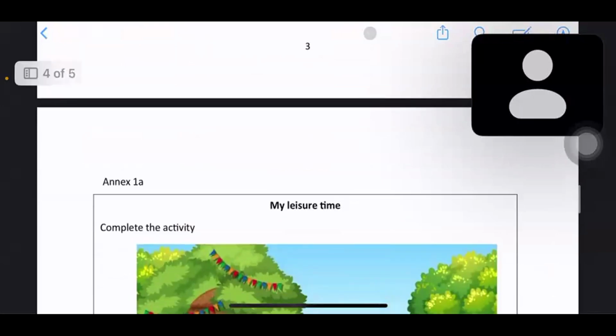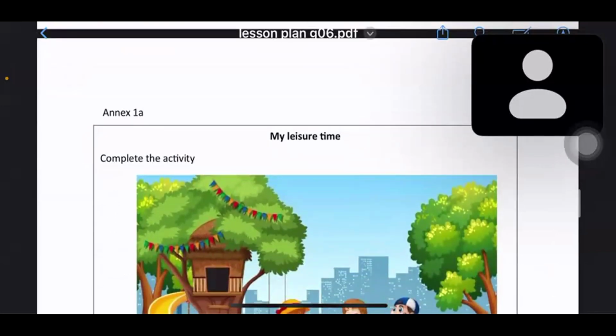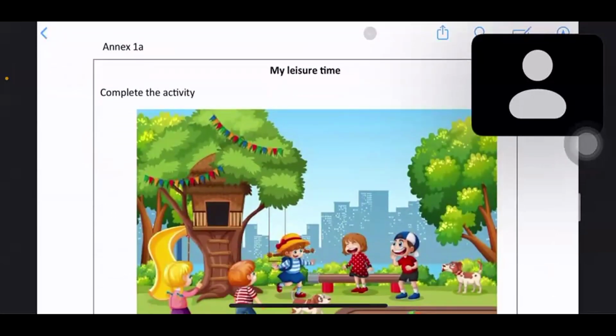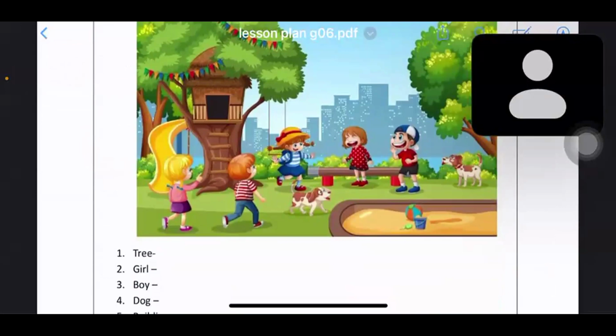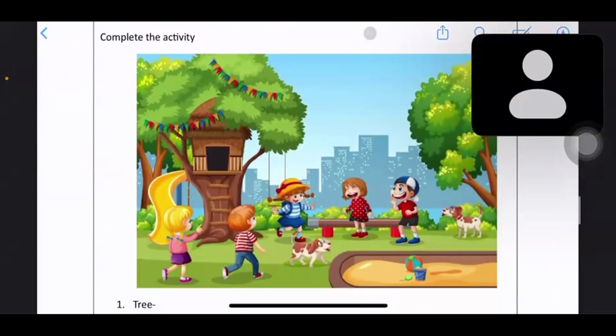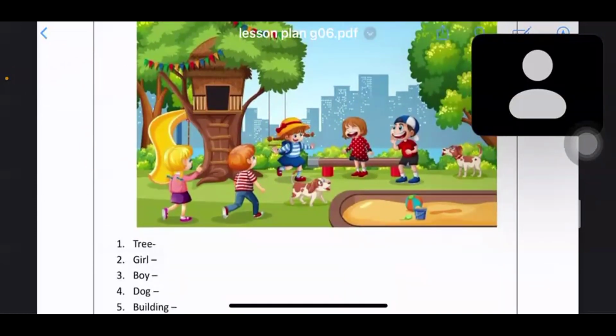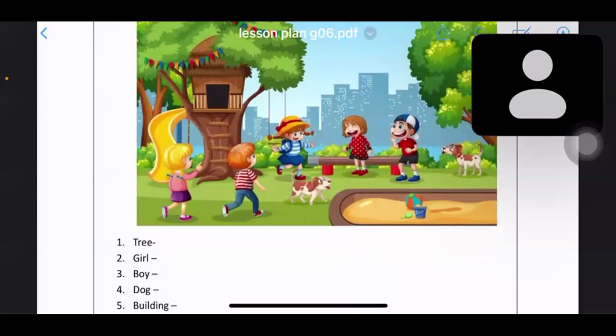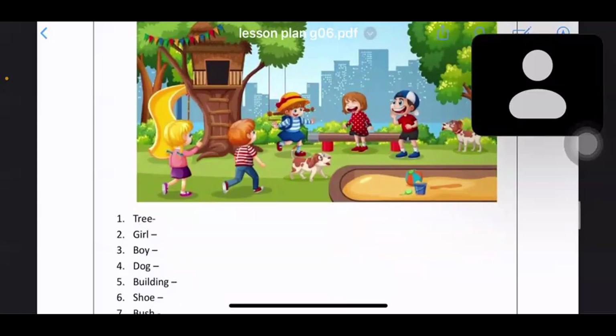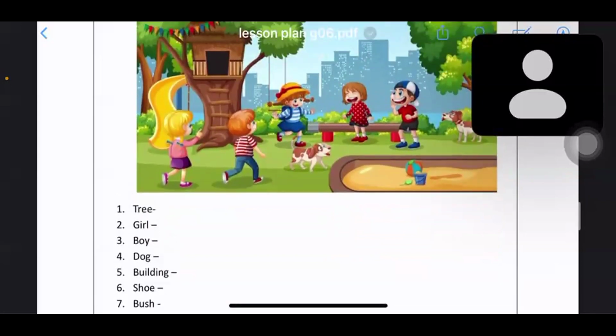Now I'm going to show the annexes. This is Annex 1A, my leisure time. There is a picture. The children can look at the picture and write the answers, complete the activity. Tree, trees. In the picture, there are 2 trees. Girl, girls, boy, boys. Likewise, they can select the answers from the picture.